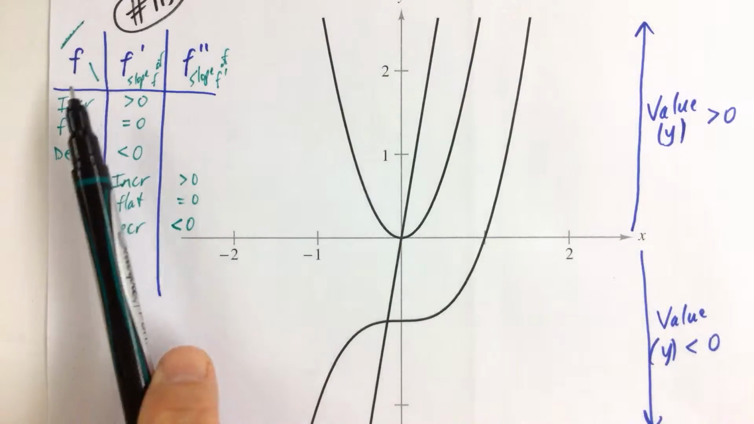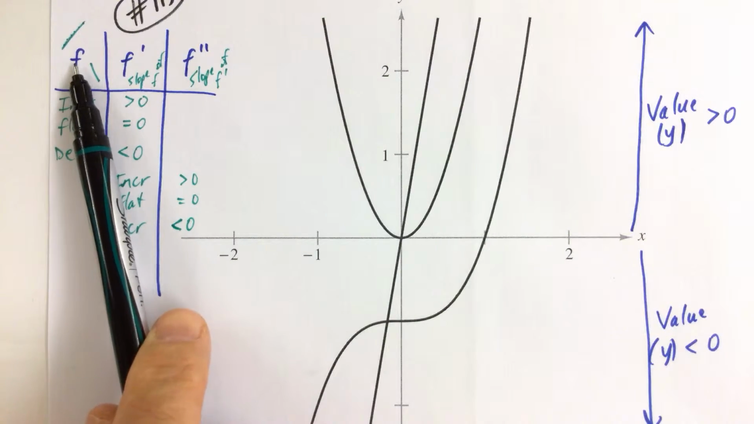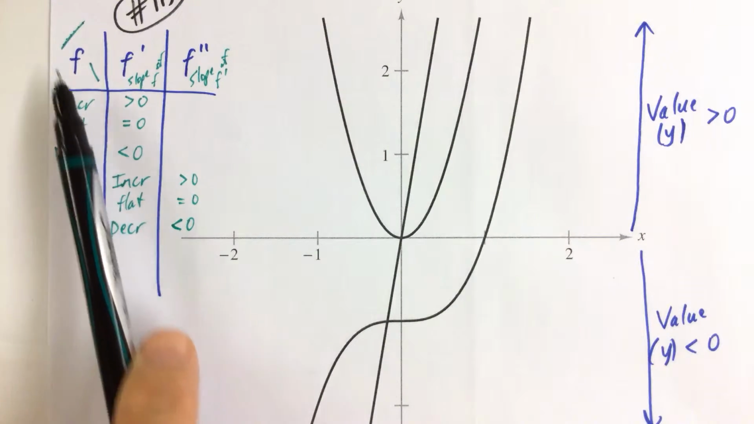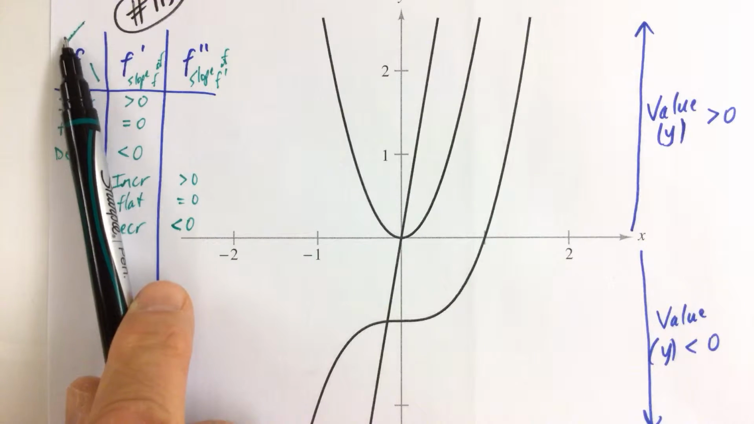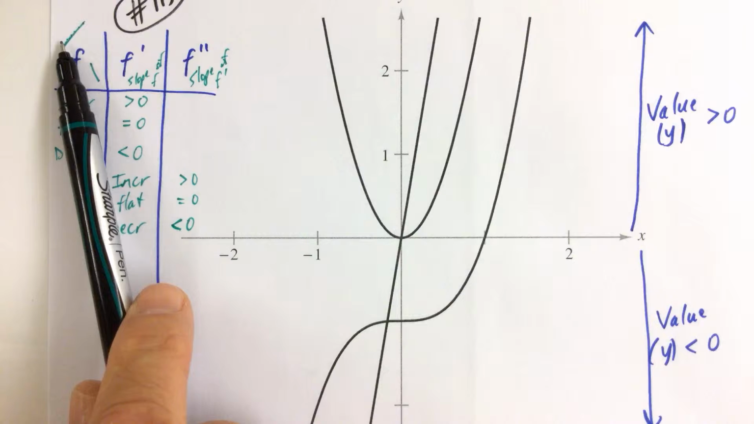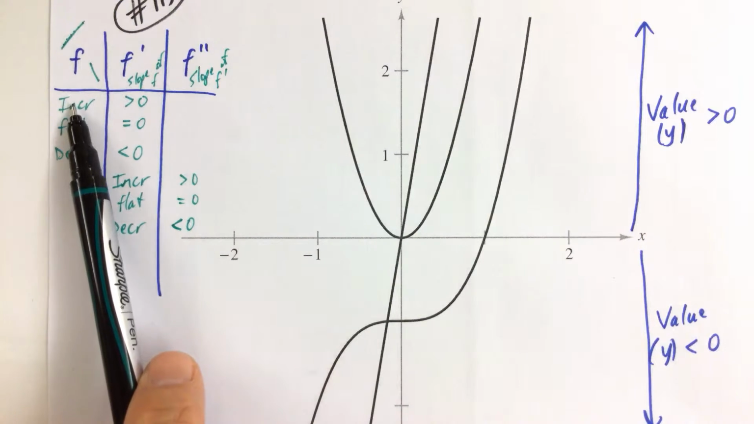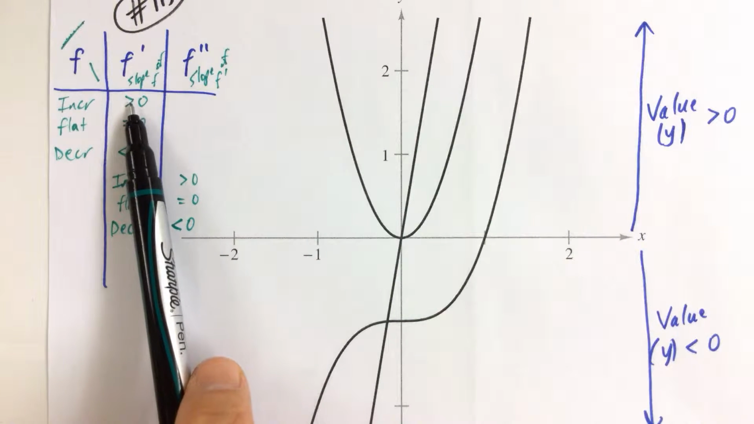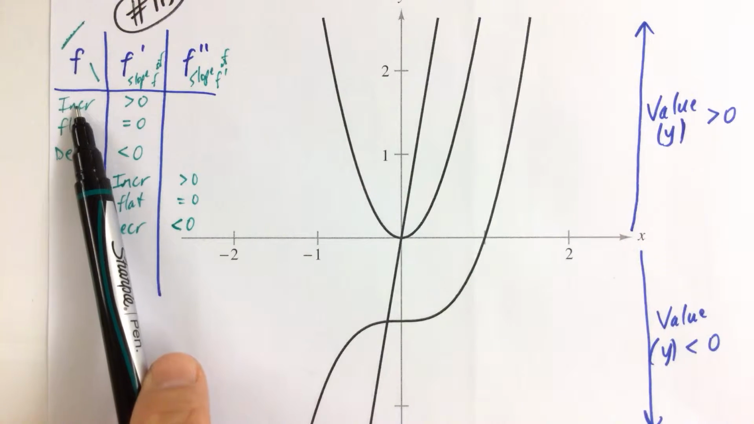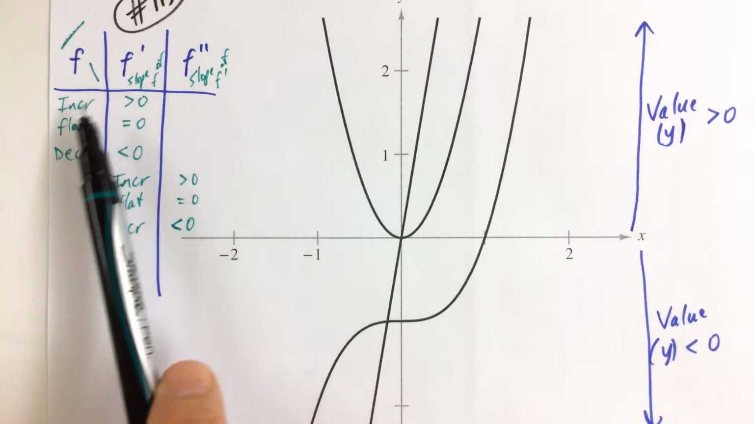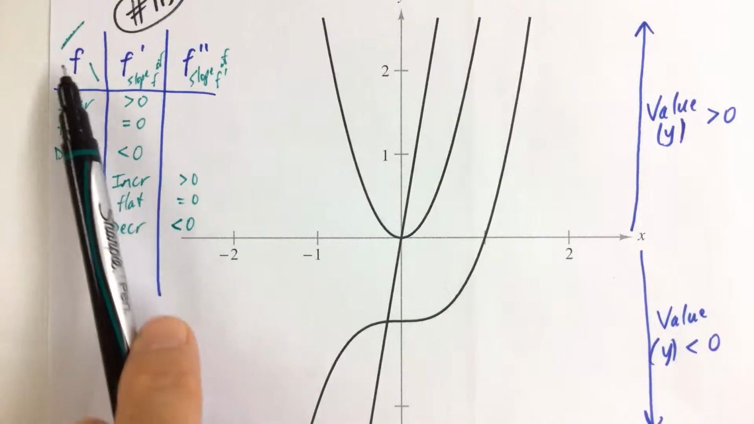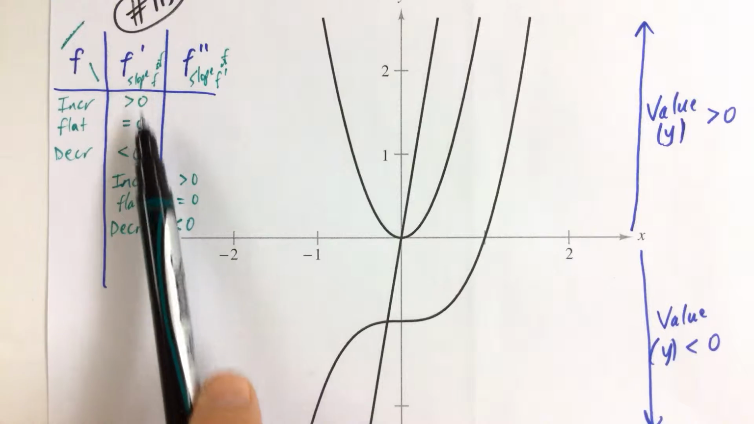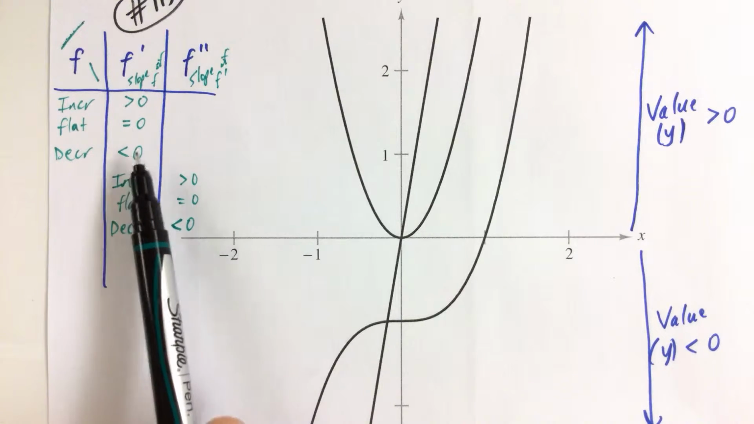Another thing to keep in mind is that when f is increasing, it means that everywhere along the way, when you draw a tangent line or calculate the slope of the curve, its rate of change or slope is greater than 0. So if f is increasing, f prime is positive. If f is flat, f prime is equal to 0. And if f is decreasing, then f prime is less than 0, is negative.